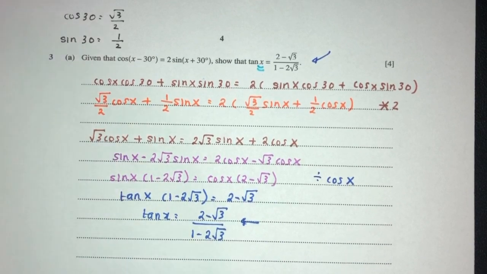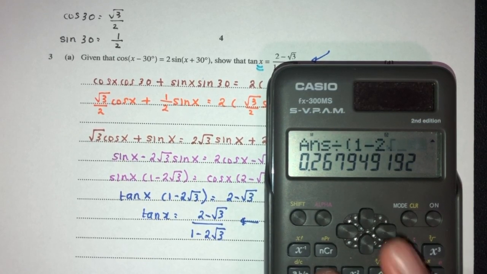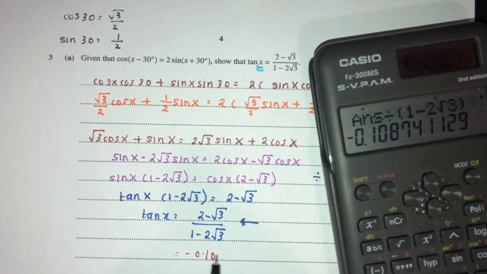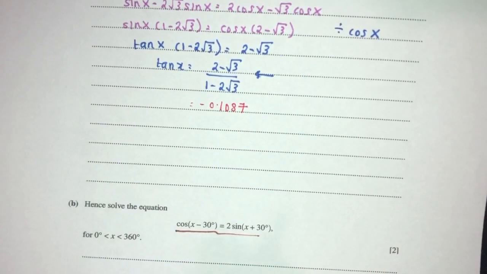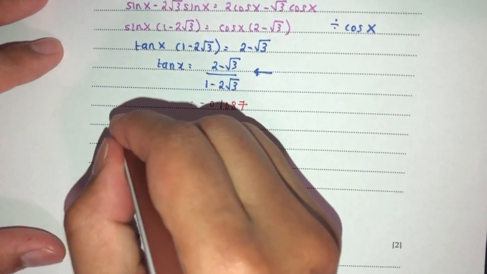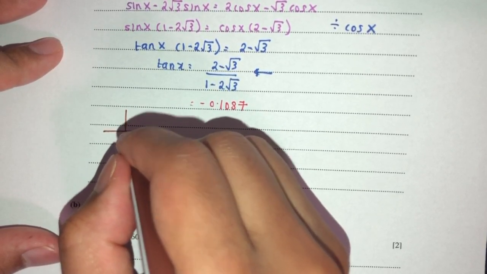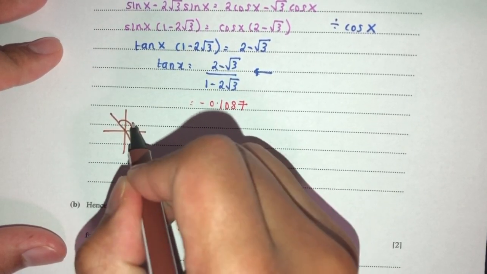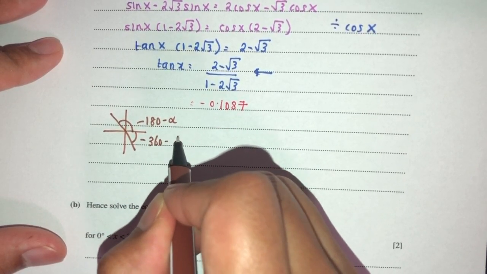So one thing I will do right away is let's find the value over here. That is what? 2 minus root 3 divided by 1 minus 2 root 3. That will become minus 0.1087. So if tan is negative, we should know it is in what quadrant? ASTC. If it is positive, it will be here and here. But if it is negative, it should be here and here. This is 180 minus alpha, for example. This is 360 minus alpha, for example.